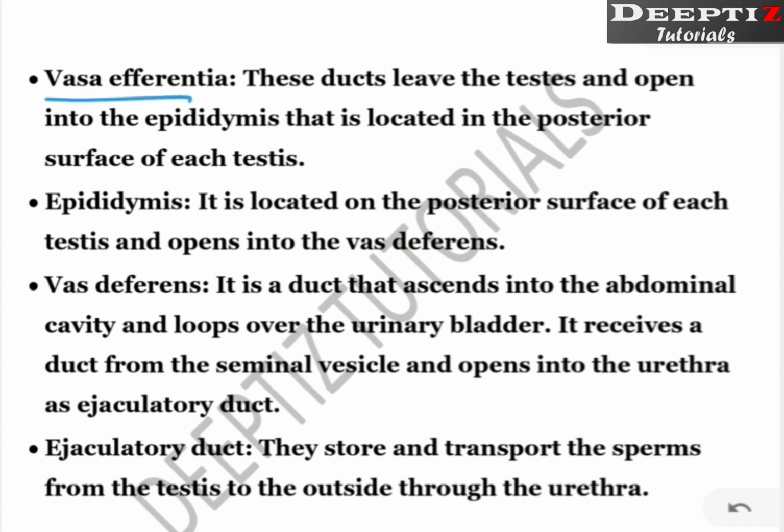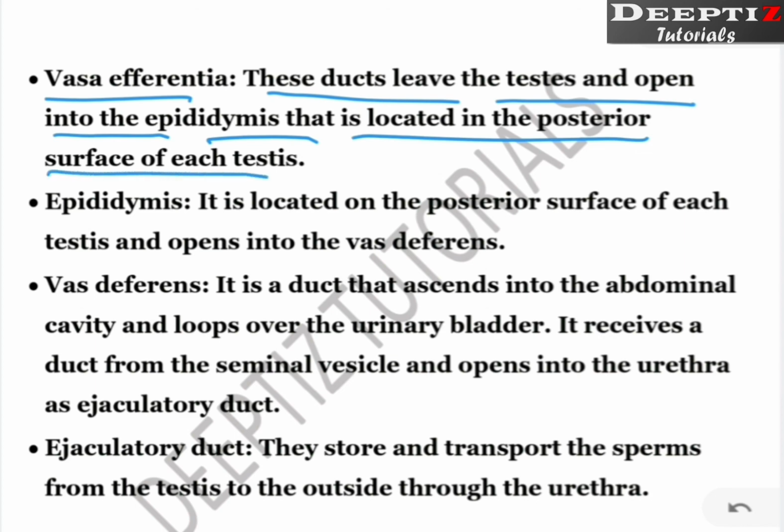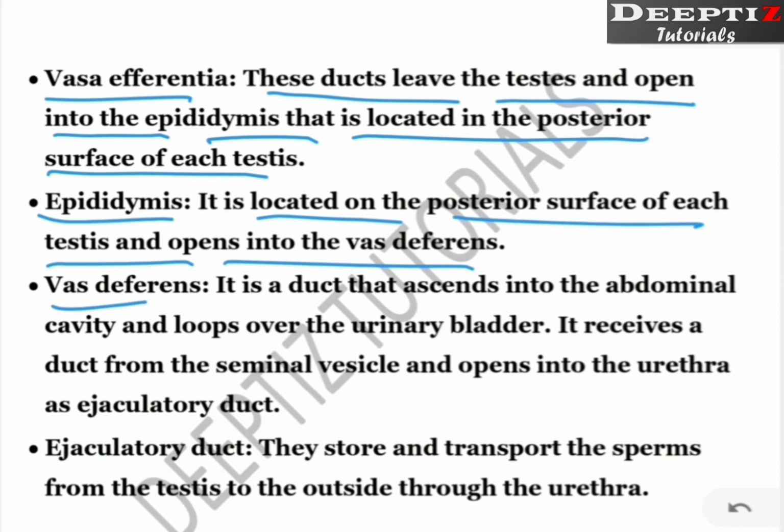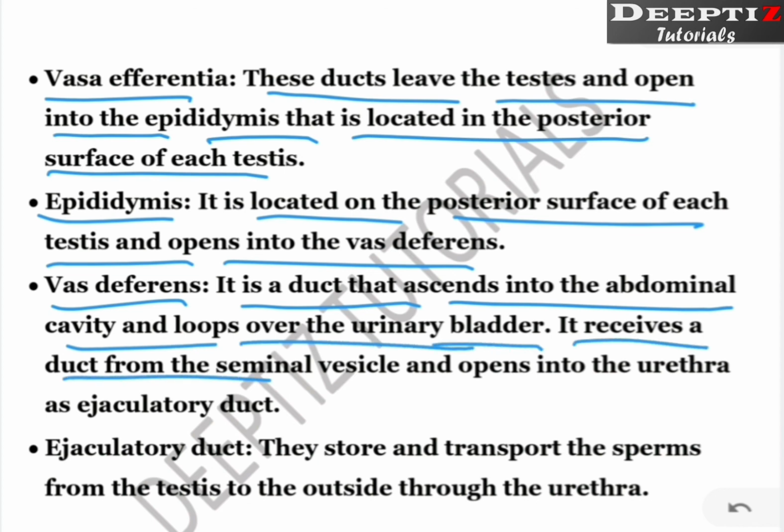Now, vasa efferentia, these ducts leave the testis and open into the epididymis that is located on the posterior surface of each testis. Epididymis is located on the posterior surface of each testis and opens into the vas deferens. Now, what is vas deferens? Vas deferens is the duct that ascends into the abdominal cavity and loops over the urinary bladder. It receives a duct from the, so this is what we have to discuss now.